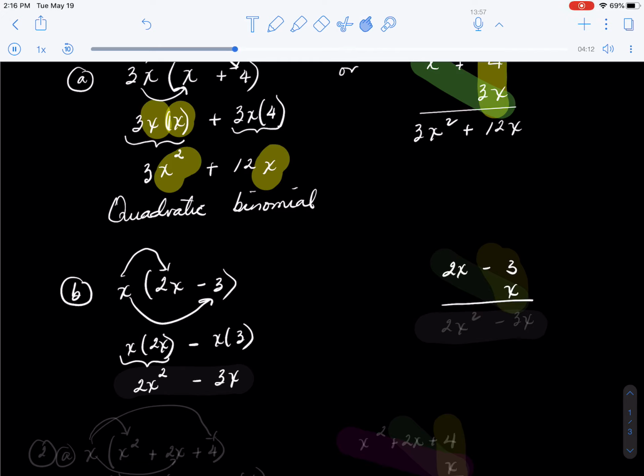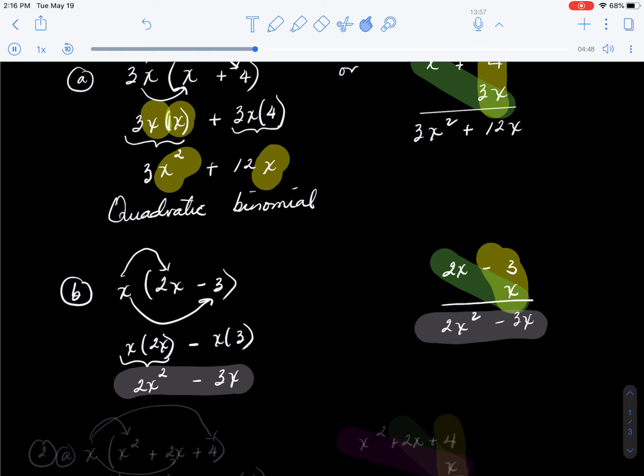Remember that coefficients always go in front of variables. So over here, I have in yellow, that should give me negative 3x, and then in green, that should give me 2x squared. Does not matter which method you are using, you should have exactly the same answer.